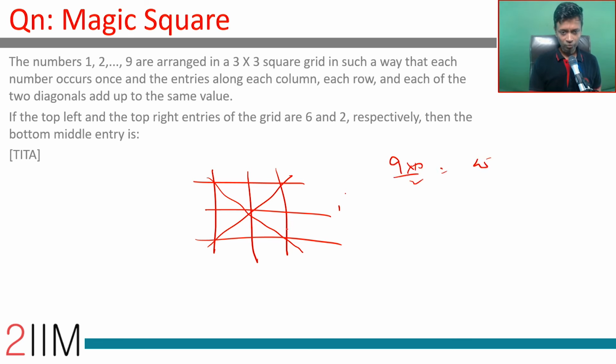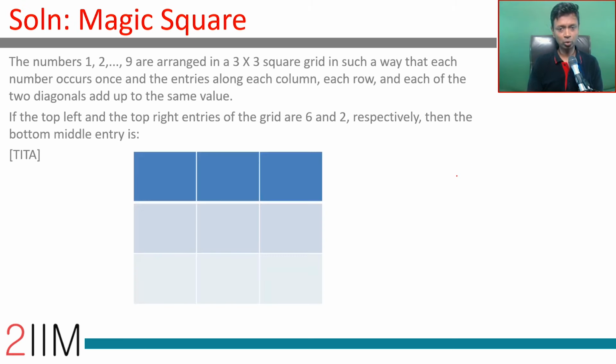Each row adds up to the same number. Each column and each row add up to the same number. Three rows make up the whole grid. So the sum has got to be 15. Right? Now let's put the numbers in. We know that the top left and top right entries of the grid are 6 and 2. Top left is 6, top right is 2. 6 plus 2 is 8, so this should be 7. And so these three add up to 15.